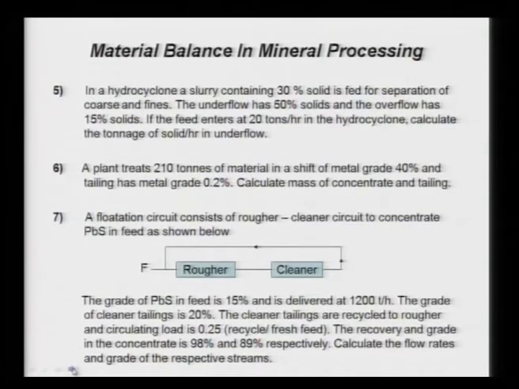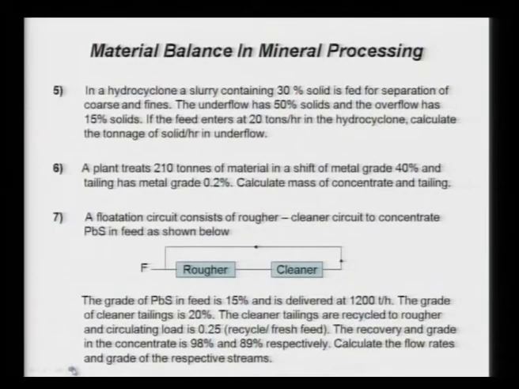Problem 5, in a hydrocyclone, a slurry containing 30% solid is fed for separation of coarse into fines. You can call coarse as underflow and fines as overflow, because overflow will be taken for further concentration operation, that is to recover the particles containing minerals. The underflow has 50% solids and the overflow has 15% solids.